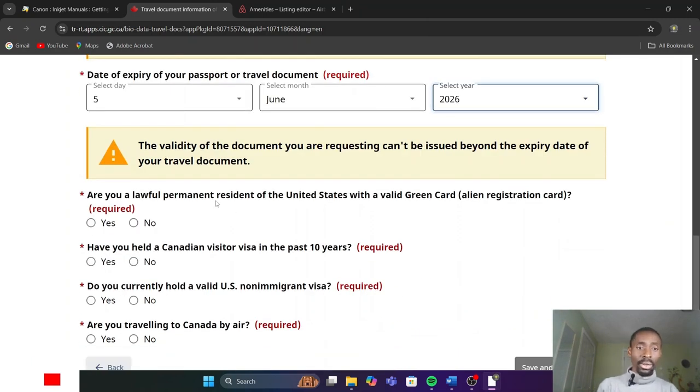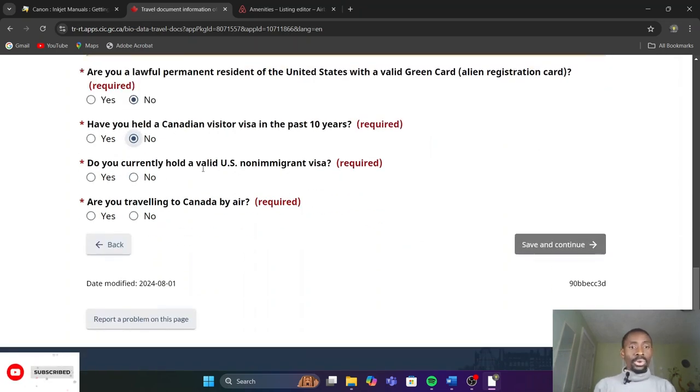Are you a Canadian permanent resident? No, you are just coming for visiting. Have you had a Canadian visitor visa? Our mother is just coming the first time. Do you currently hold a valid US visa? No. Are you traveling to Canada by air? Sure. We're not traveling by water.